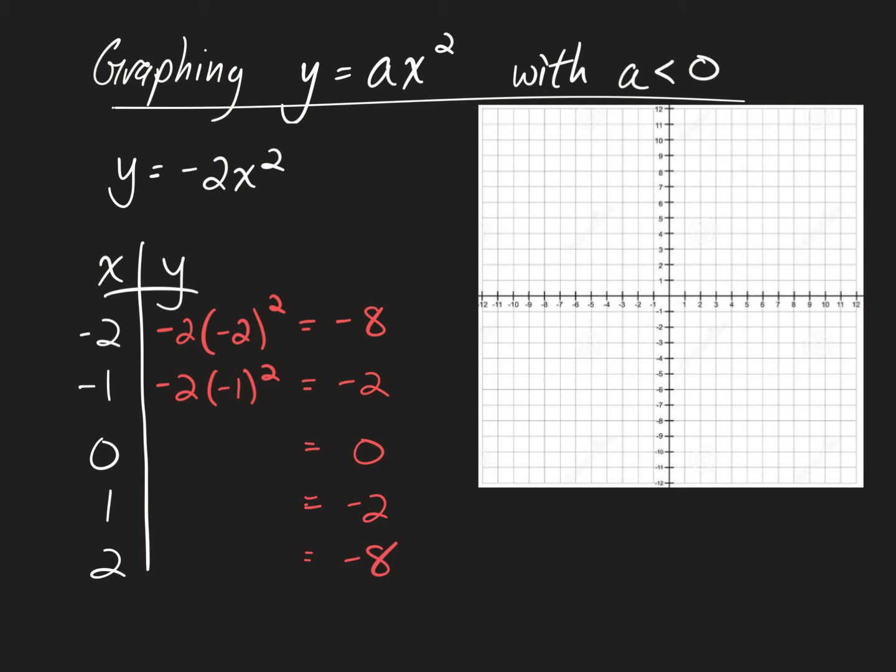There we go. And this is what you would get. Again, we have 5 ordered pairs. The first ordered pair is 2, negative 8. So way down here. Then we have 1, negative 2. There we go. 0, 0. Negative 1, negative 2, and negative 2, negative 8. Go ahead and draw on your graph.